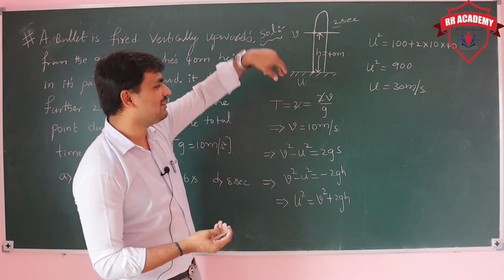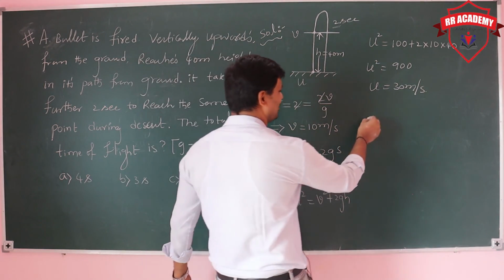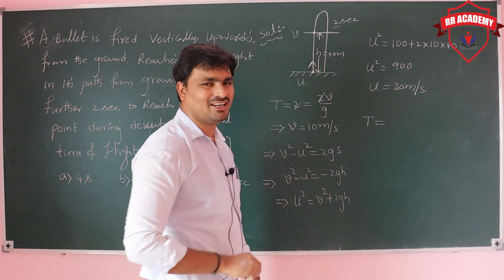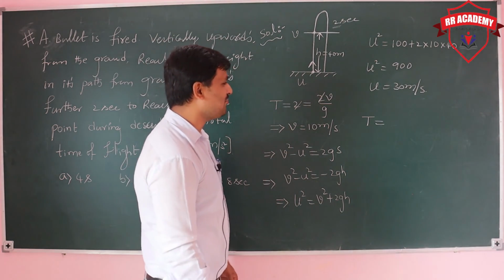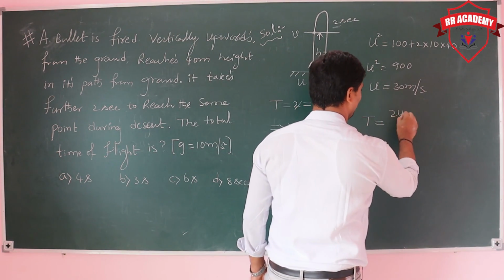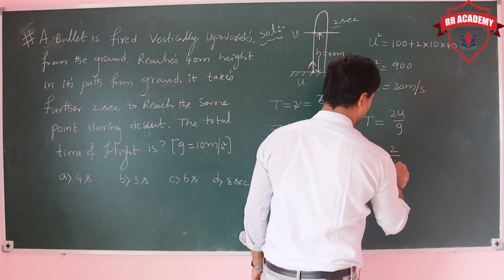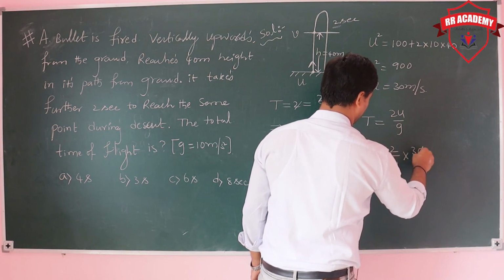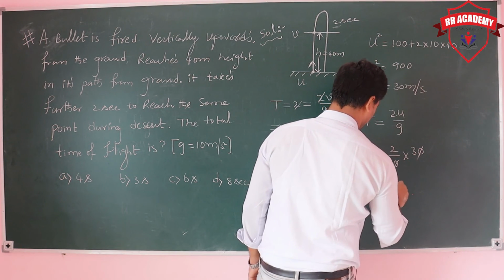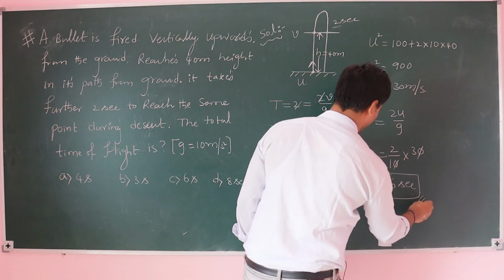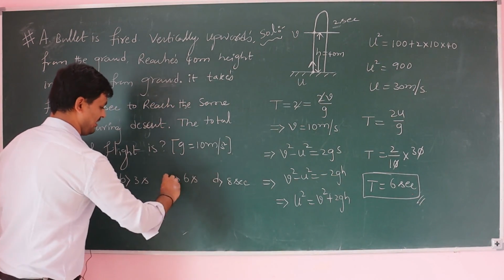Now you require the total time of flight. You know the initial velocity of projection is 30 meter per second. Then the total time of flight t is equal to 2u by g, so t is equal to 2 into 30 by 10. How much time will you get? 6 seconds. The time of flight is 6 seconds.